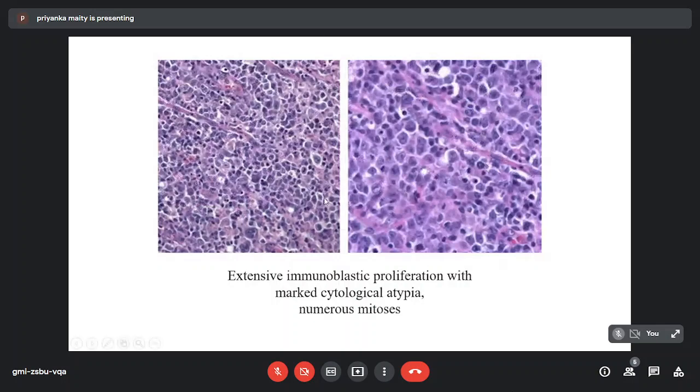These photomicrographs of lymph node affected by infectious mononucleosis show extensive immunoblastic proliferation with pathological atypia and numerous mitoses.